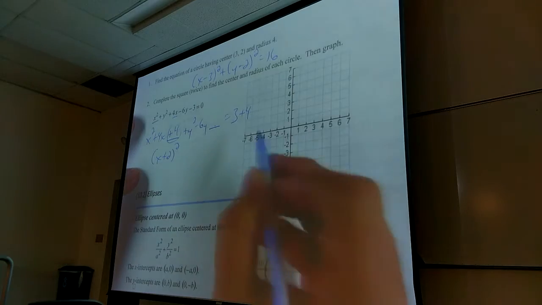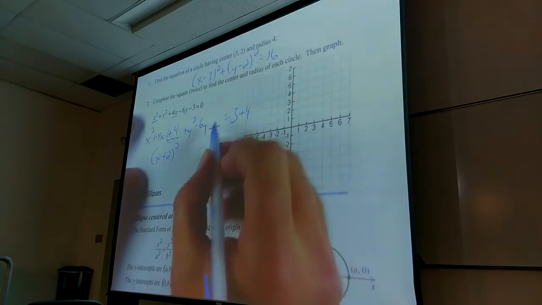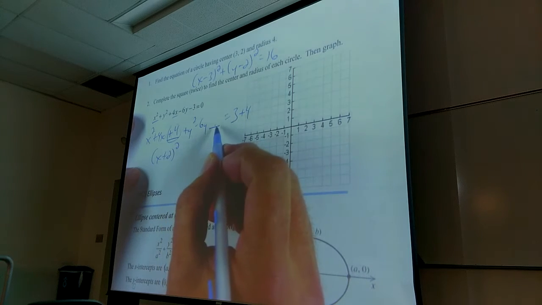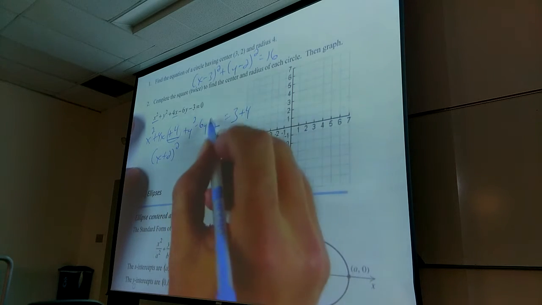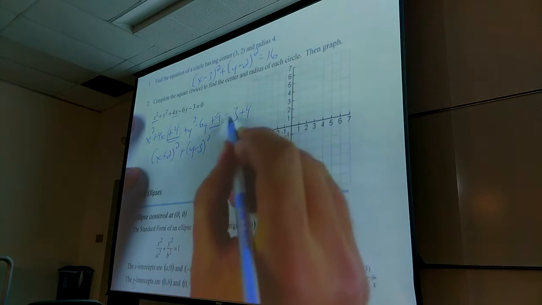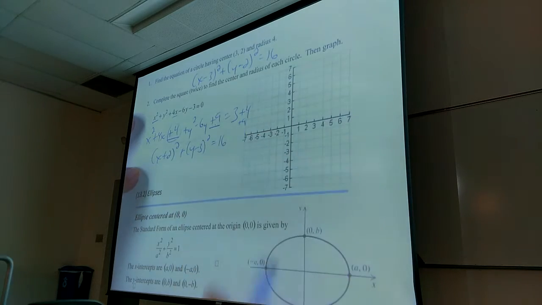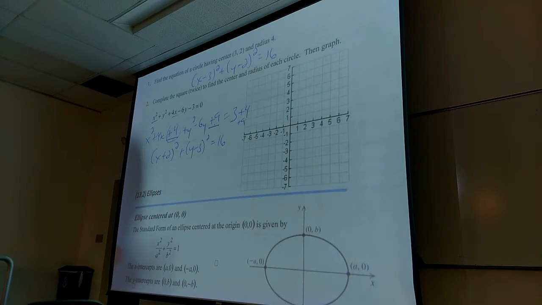Otherwise I'm going to ruin my graph. That's going to go left here. We'll see what happens. What about what goes here? 9. Half the negative 6, negative 3 squared is 9. So that's going to factor like this. And if I put a 9 there, I better put a 9 over there. So overall I get 16. I like it.